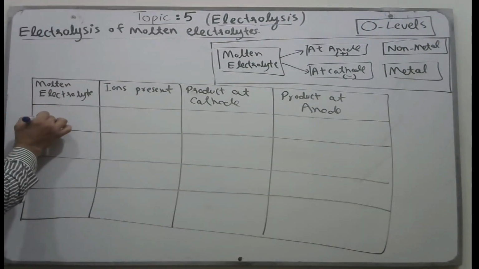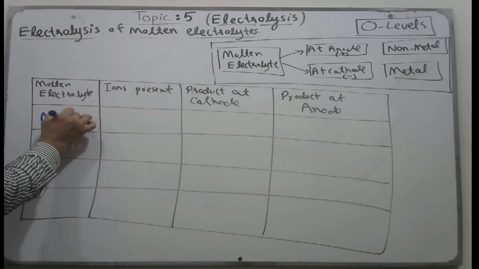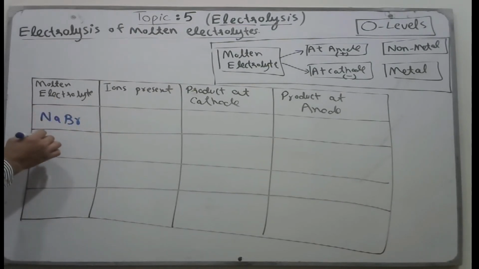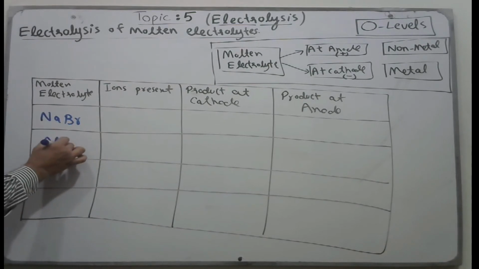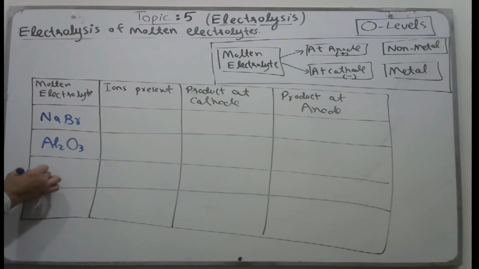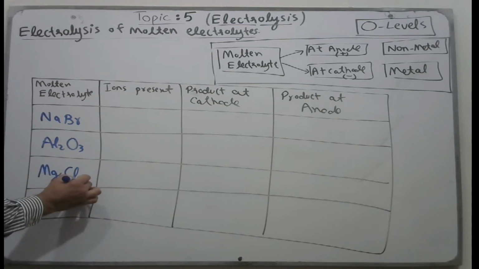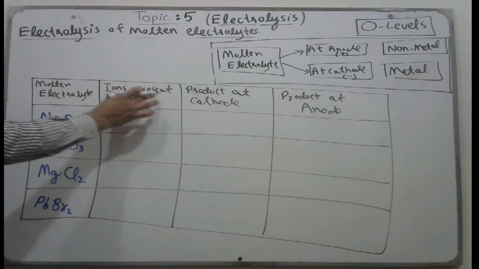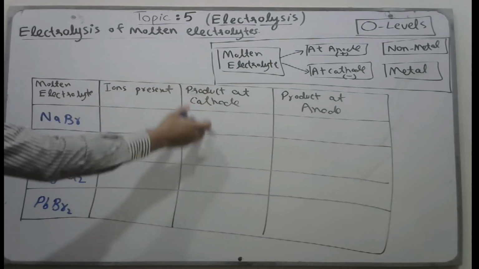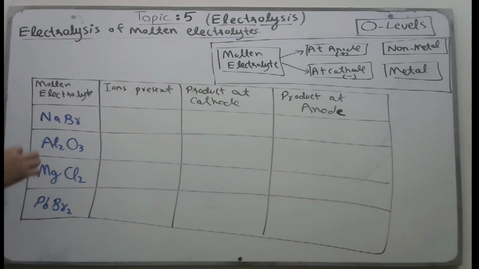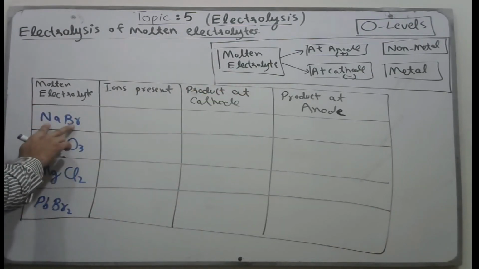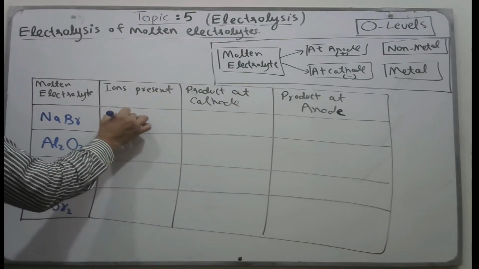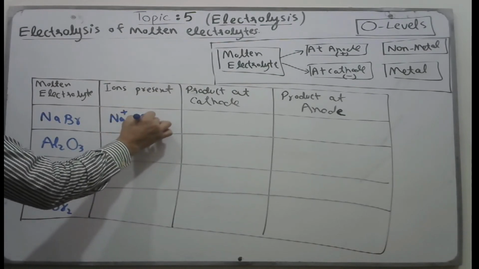First one we take like molten sodium bromide, then aluminum oxide Al2O3, then magnesium chloride MgCl2. We write lead bromide PbBr2. So we have different electrolytes. We have to identify the ions present, product at anode, product at cathode. This is very simple because we have only 2 ions. So ions present are sodium ions and bromide ions.